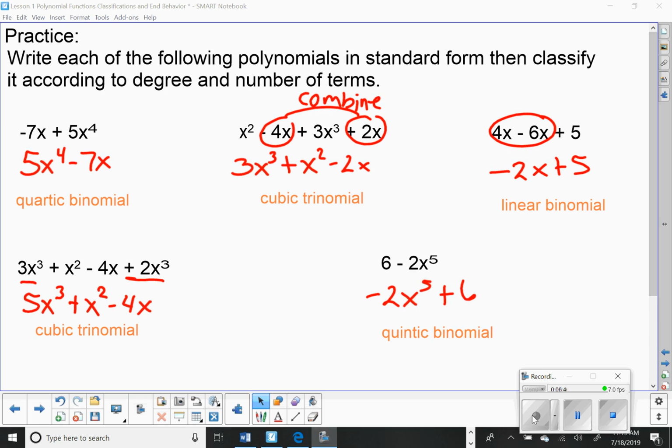However, I did note here, negative 4x plus 2x, you have to combine those. Those are like terms, so you combine them. Likewise, over here, the 3x cubed and the 2x cubed get combined to 5x cubed. The 4x minus 6x is negative 2x. It too gets combined. Okay, once it's combined, exponents highest to lowest, and then you name them. If you're confused, bring your questions in.